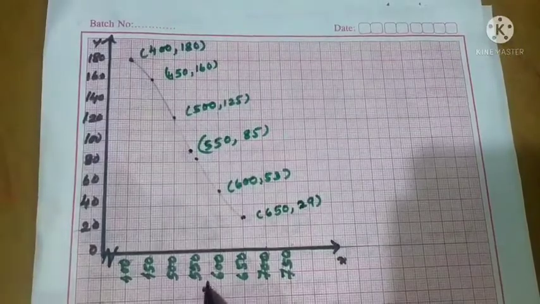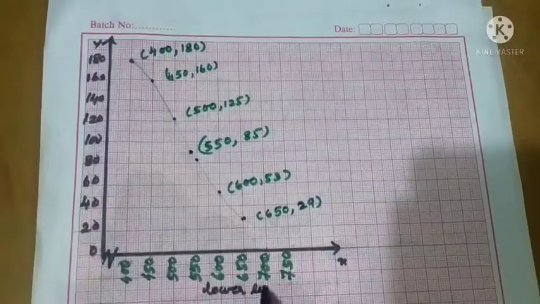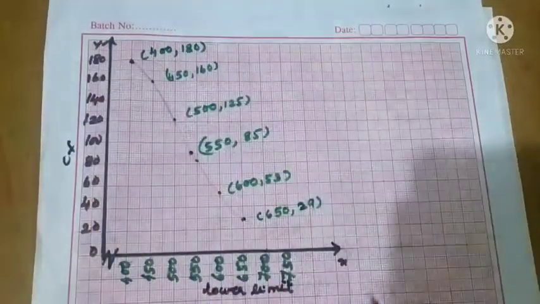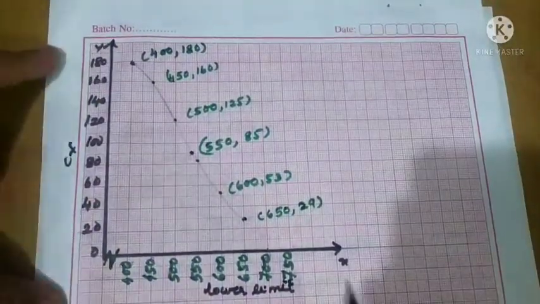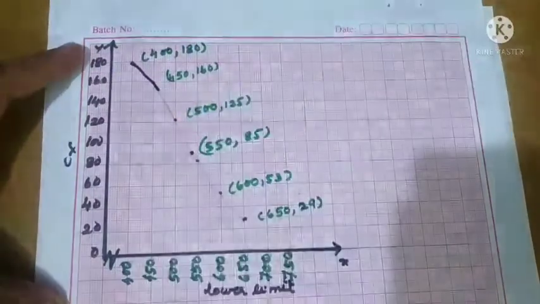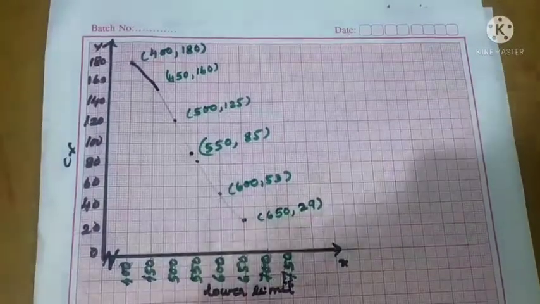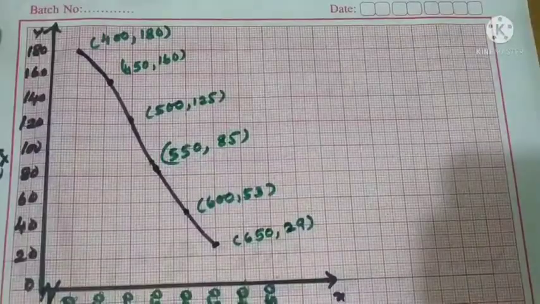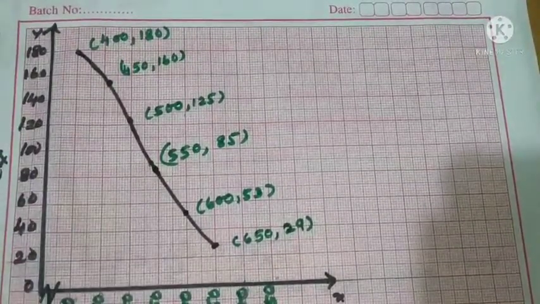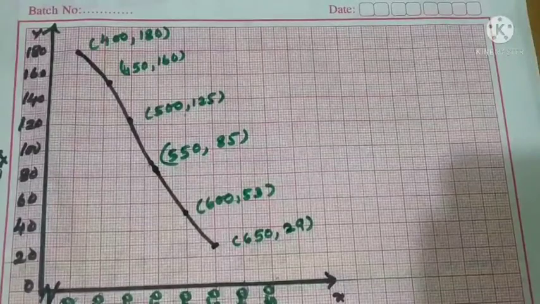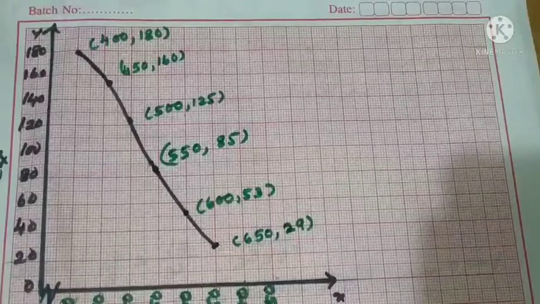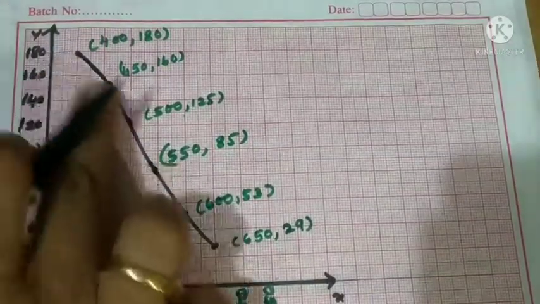So we have to take the lower limit, then the CF, then plot the points. Now after plotting the points, what should we do? We should join the points like this. It should be a freehand smooth curve only. So do it in the same way, and we'll get a curve like this. Just plot the points and join them. This is called the more than ogive. Ogive means graph only, nothing else. Here no scale should be used, just join the points.